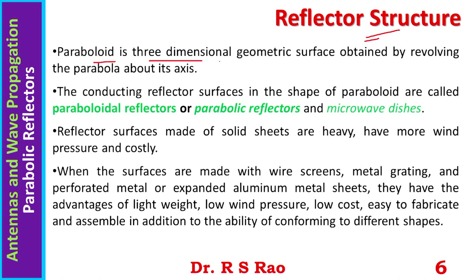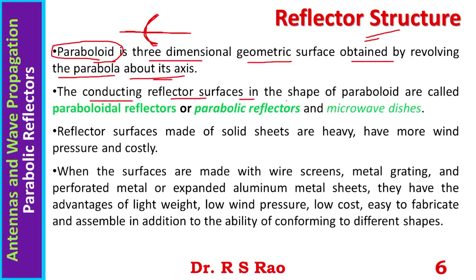A paraboloid is a three-dimensional geometric surface obtained by revolving a parabola about its axis. Notice, a paraboloid is also called a dish. Here it is being told that a paraboloid is a structure that can be obtained by revolving a parabola. This is the parabola. This is the axis. By rotating this curve, the parabola, about its axis, the curve traces a surface. That surface is the paraboloid. Usually, we call it a dish antenna, dish reflector.